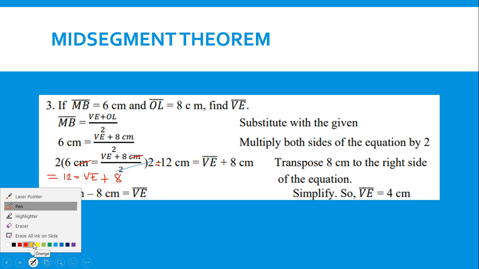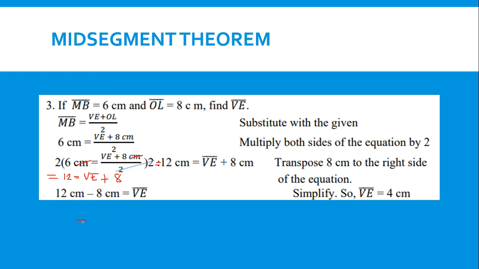Okay, I'll use a color. I think red is preferable. So, let's write again. That is 12 equals VE plus 8. We are looking for VE, right? So, we're going to use the addition property of equality. What's the purpose? To eliminate the 8. So, we use the addition property of equality.